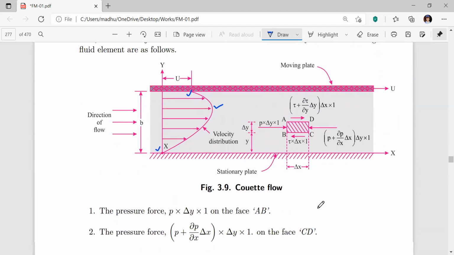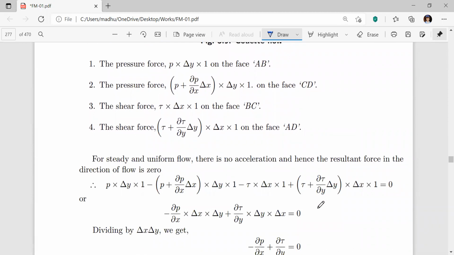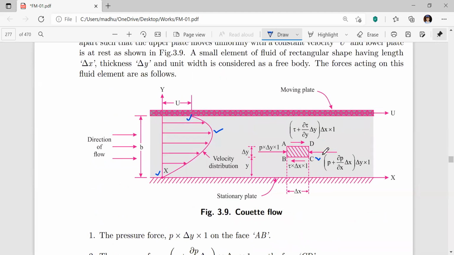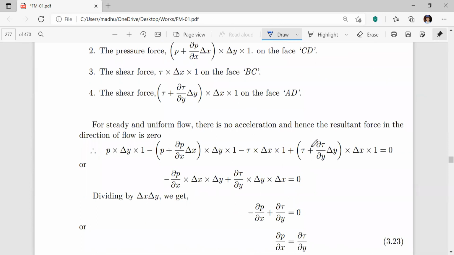Now, the forces acting on the fluid element we have discussed. For steady and uniform flow, there is no acceleration and hence the resultant force in the direction of flow is 0. The resultant force in the direction of flow means the force in the positive x direction. Equating all the forces in that x direction, that is P delta y into 1, minus the opposite force, P plus dP by dx into delta y into 1, where 1 is taken as a unit thickness. Shear force minus tau into delta x into 1 on the bottom surface, that is on the face BC, whereas on the upper face AD, the shear force is tau plus d tau by dy delta y into dx into 1.